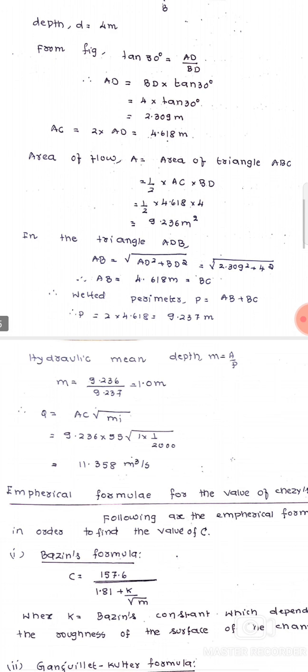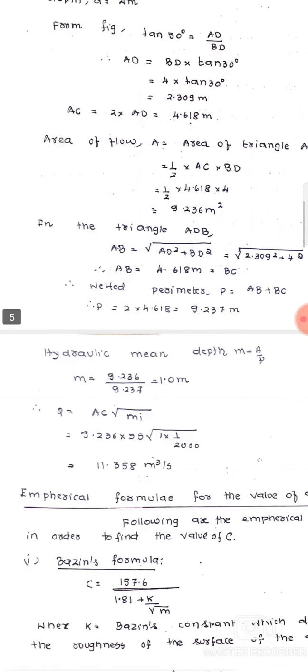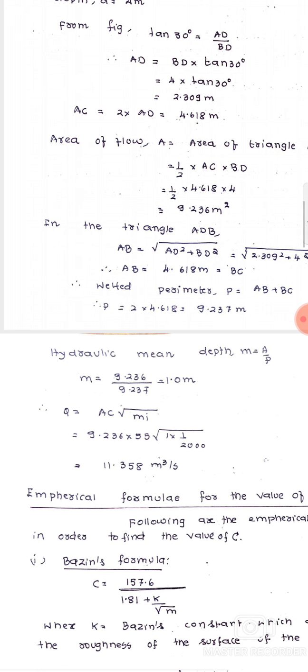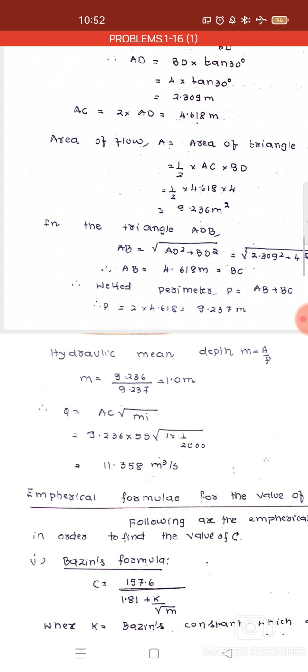Then we have calculated the area, C constant is given, M we have calculated, I is given. Then we can substitute in the discharge equation, Q is equal to AC into square root of MI, that is area 9.236 meters square into 55 into square root of 1 in 2000. Then you'll get the discharge as 11.358 meter cube per second.